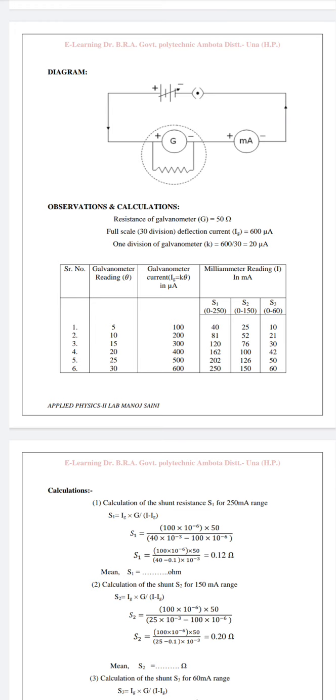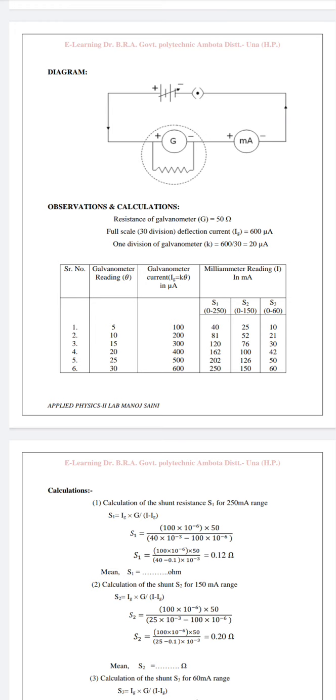So when we find out the value of one division, then 600 microampere is divided by the 30 total number of divisions. So we get the value of one division as 20 microampere. Always remember, the current in the galvanometer is very small, and very small current is measured in micro. Micro means 10 power minus 6.